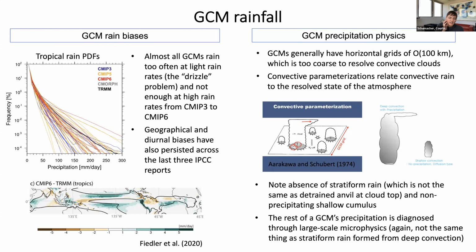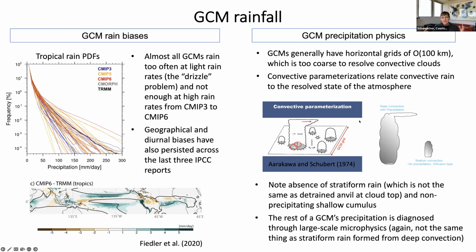Here, we all know that the GCMs are kind of imperfect in their rainfall production. It's a hard thing to even measure, much less analyze through large scale grid variables. But there are a lot of problems that are persistent across all the CMIP versions, at least in recent memory. Things like too much light rain and not enough heavy rain, so that's this drizzle problem. Diurnal biases, so rain that's too early. And then geographical biases like the double ITCZ or an overly dry Amazon.